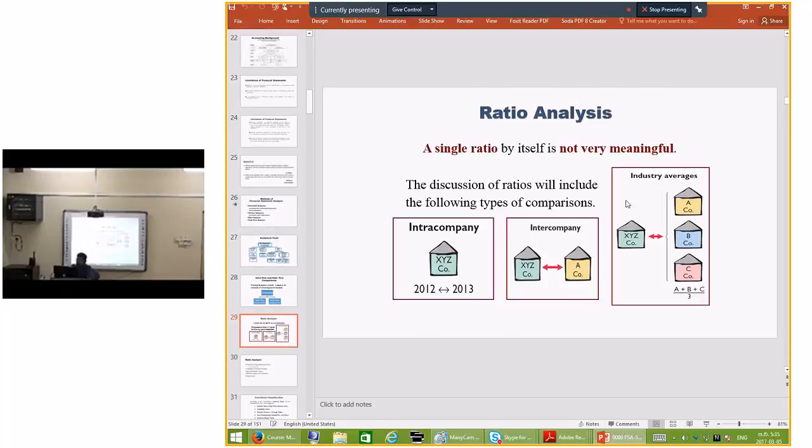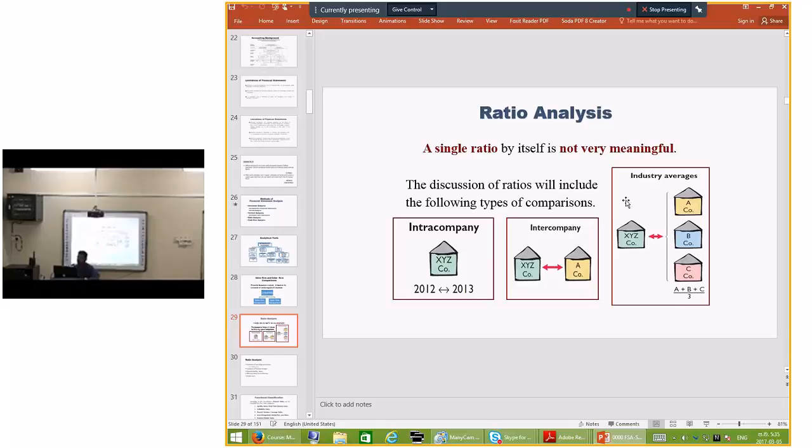Now, if you see this chart again, I think you remember these slides from the previous lectures. You can see intra-company, within the years 2012, 13, 14, 15, we can compare. That is the intra-company. Then inter-company, we can compare company XYZ with company A and company B, likewise, right? That is called inter-company comparison. I think you have a clear idea about this. This concept is very important, and clearly you have to identify that analysis.